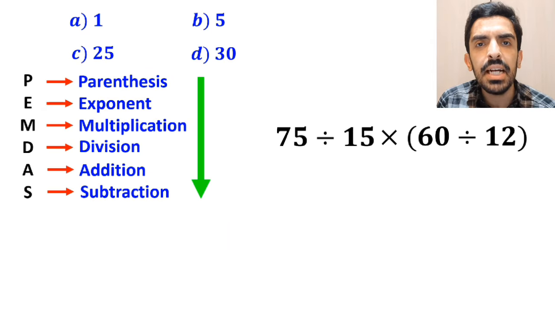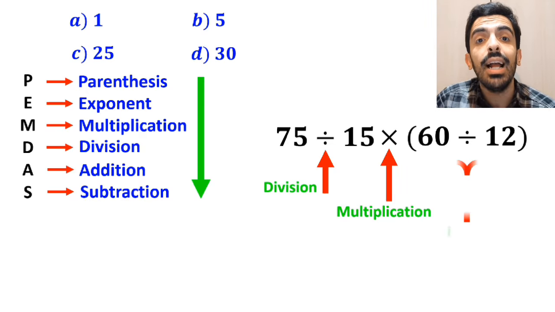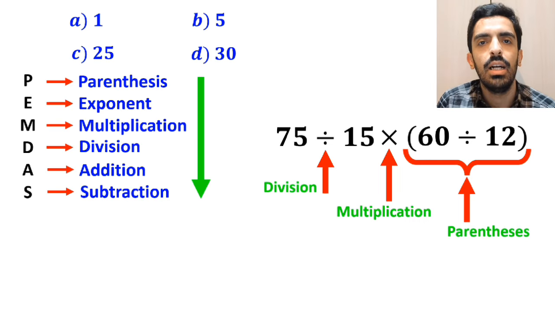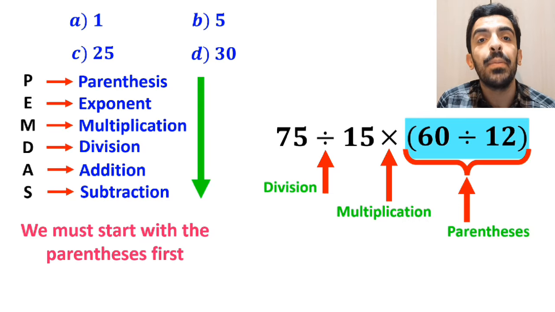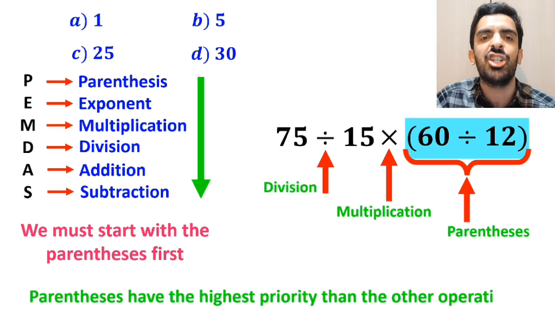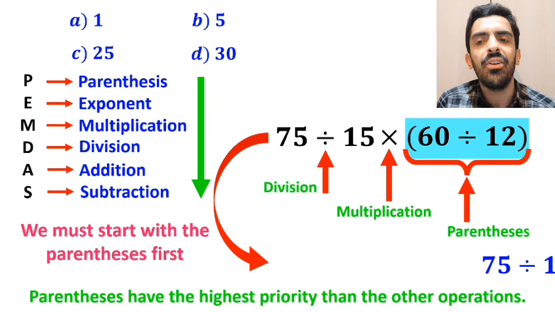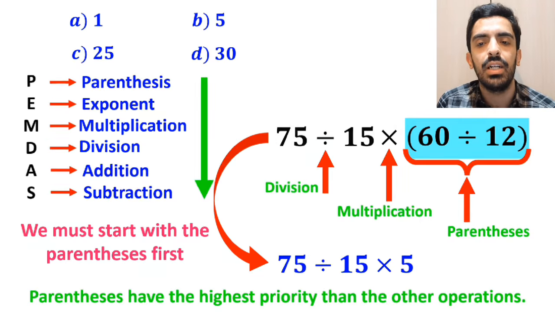Alright, as you can see on the screen, in this expression, first we have a division sign, then a multiplication sign, and finally parentheses. According to the PEMDAS rule, we must start with the parentheses first, because parentheses have the highest priority compared to the other operations. So, we can write this expression as 75 divided by 15 multiplied by 5.